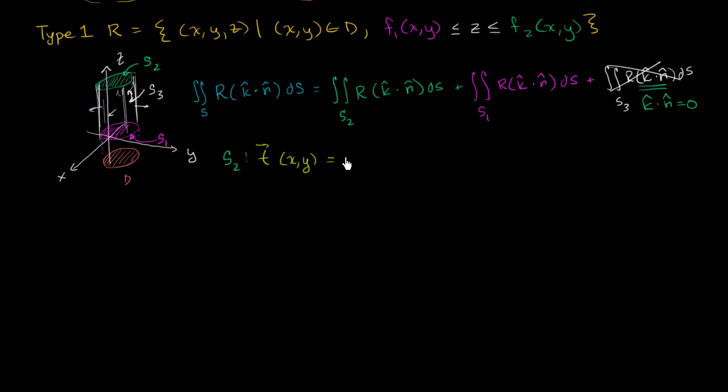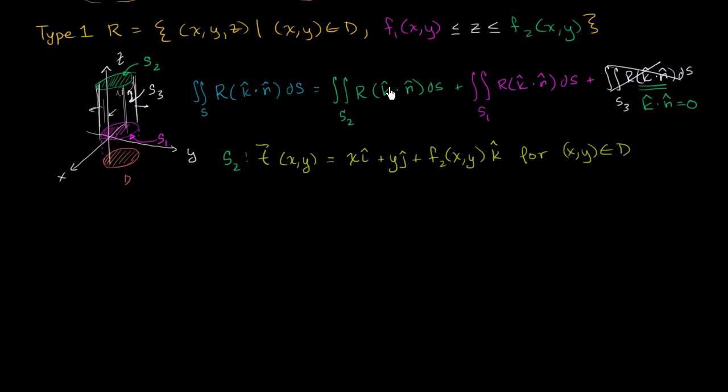And it's going to be equal to, and we can do this once again because our surface is a function of x and y, x times i plus y times j plus f2 of xy times k, for all the xy's that are a member of our domain.